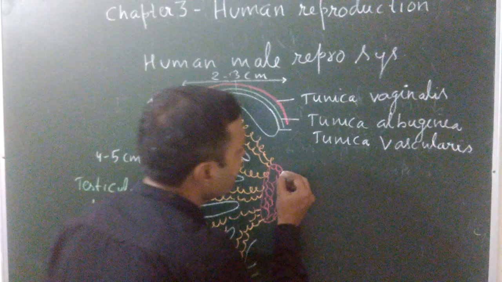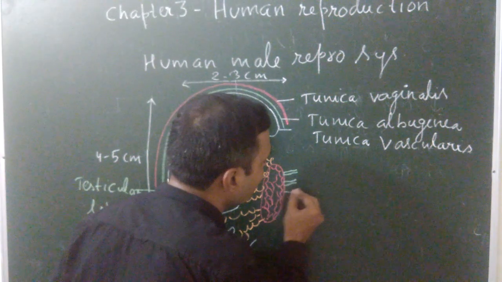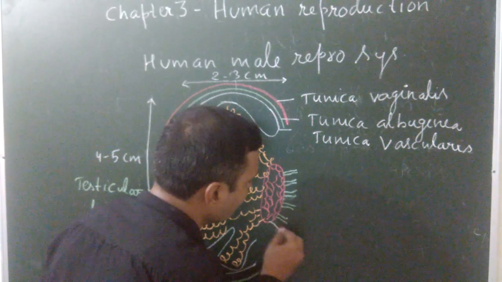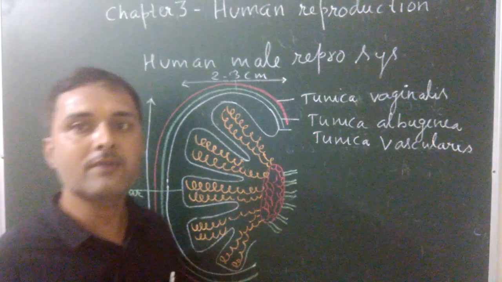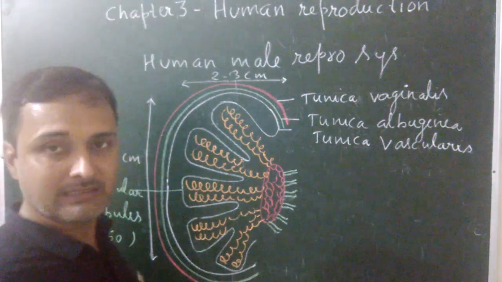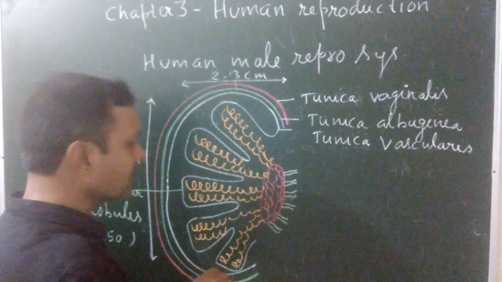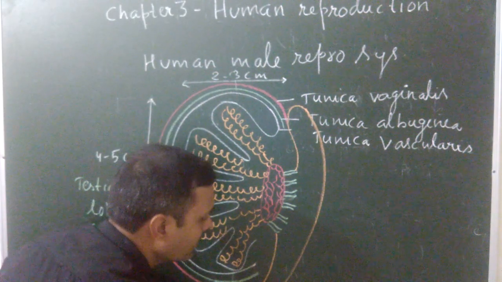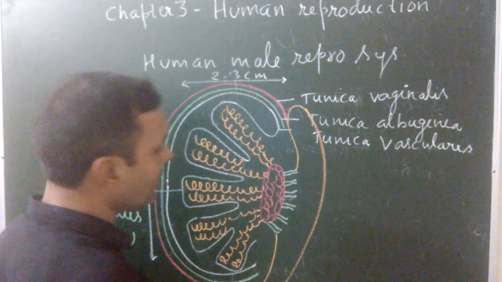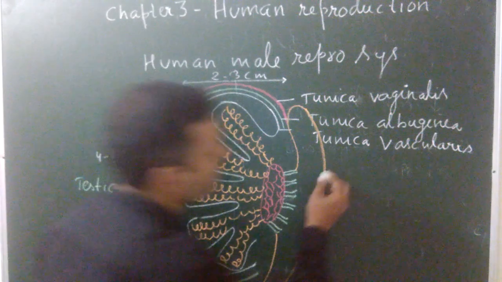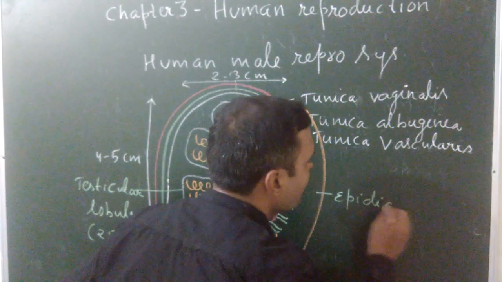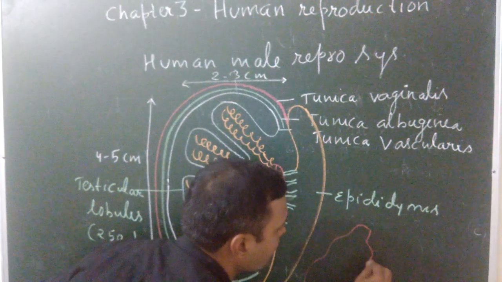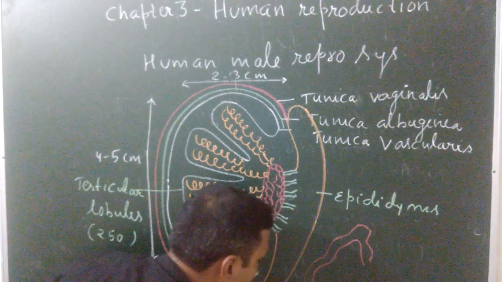Now, from the rete testis, very fine tube-like structures arise, known as vasa efferentia. What do we mean by vasa efferentia? A very fine tube-like structure arising from rete testis. Now, all the vasa efferentia open into a large muscular structure known as the epididymis. And finally, this epididymis opens into a long structure known as the vas deferens, also known as the sperm duct.